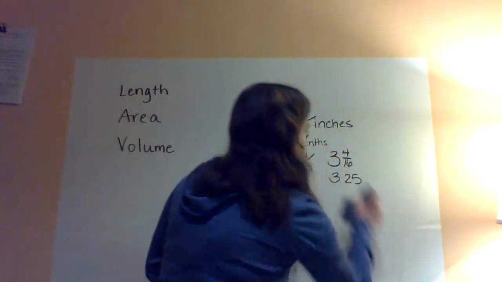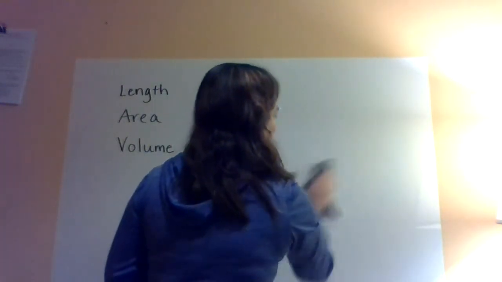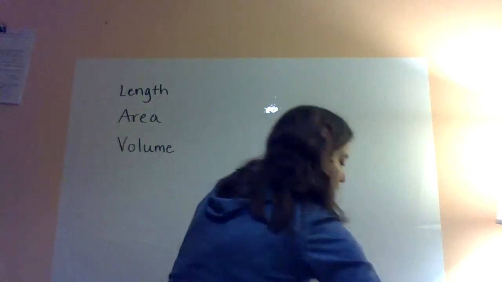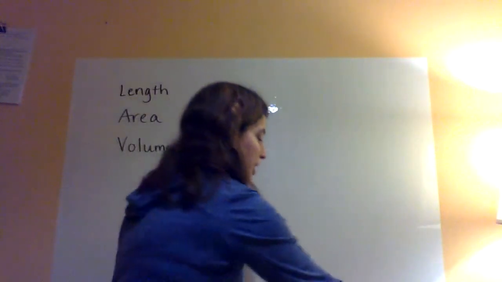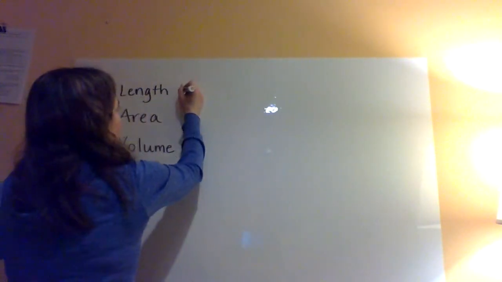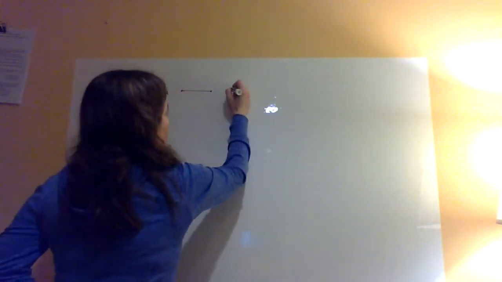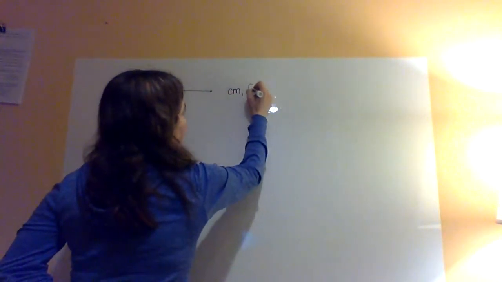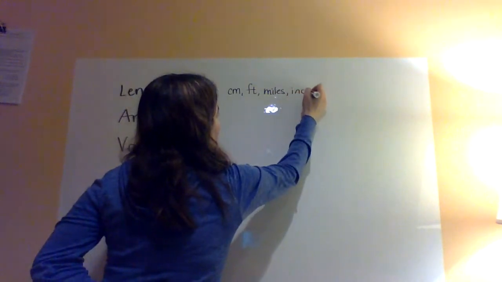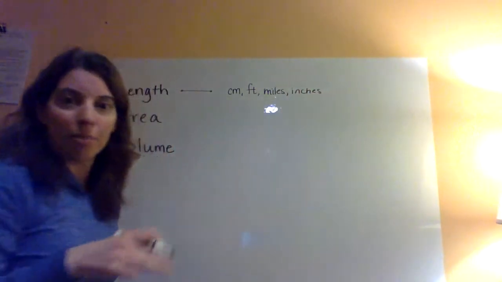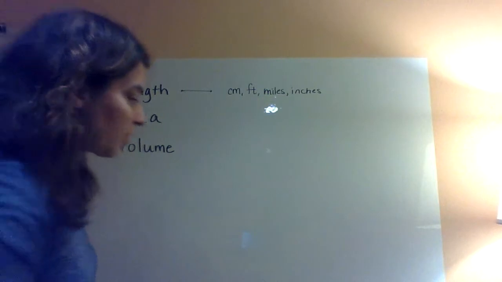So just real quickly, length we could represent by a piece of string. I don't know how easy it is to see that, but a piece of string, right? It just goes from one point to the next. It doesn't have any depth or height. So length, again, just think about from one point to the next. And we use units such as centimeters, feet, miles, inches. Okay, those are not all of them. Those are just some of the units we use.